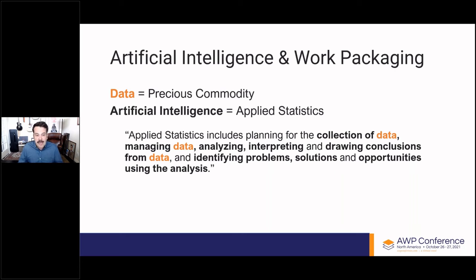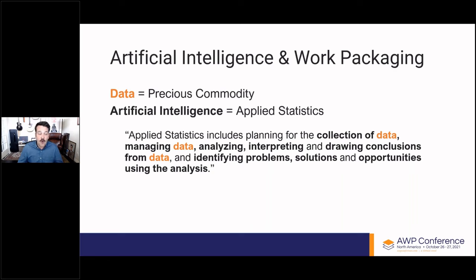And what is AI? I was on some internet forums, and somebody mentioned this, to put it simply, that artificial intelligence is applied statistics. And so the definition of applied statistics includes the planning for the collection of data, managing data, analyzing, interpreting, and drawing conclusions from data, and then more importantly, identifying problems, solutions, and opportunities using this analysis.